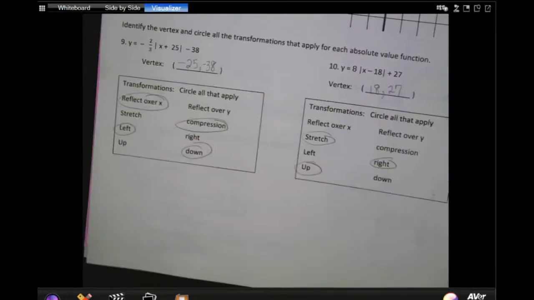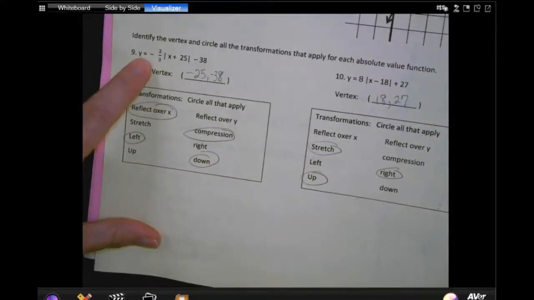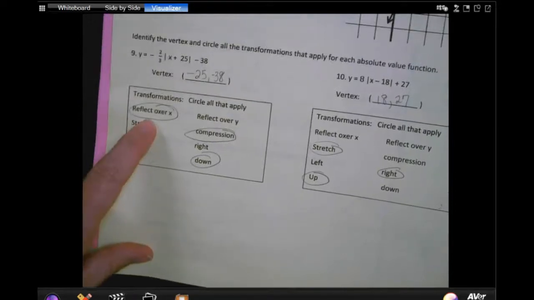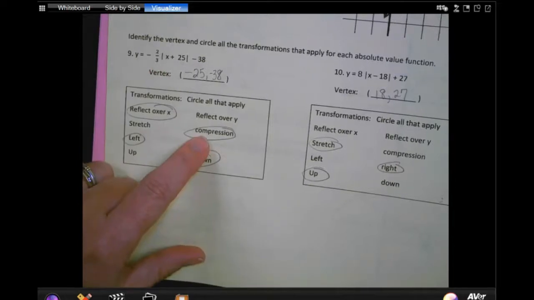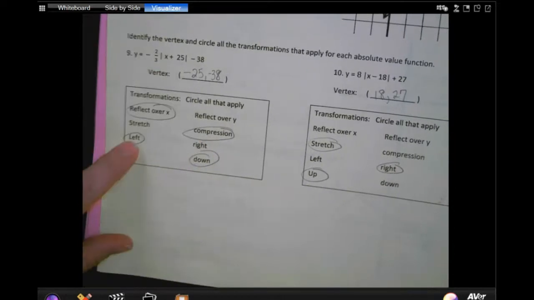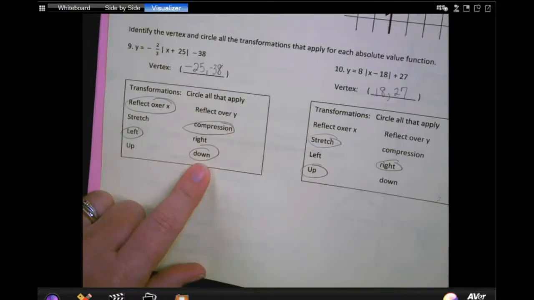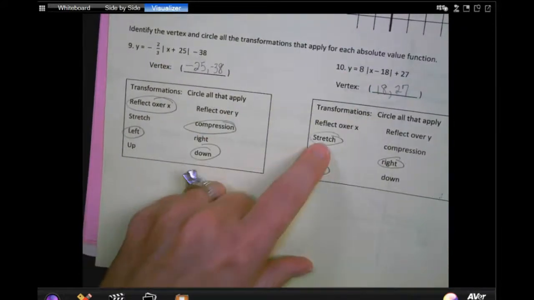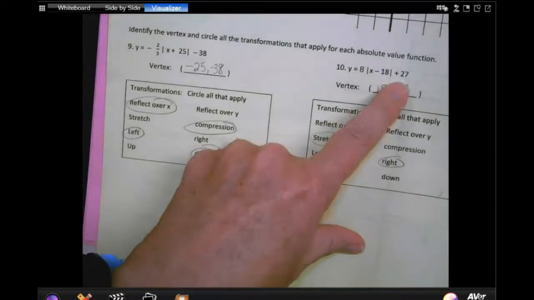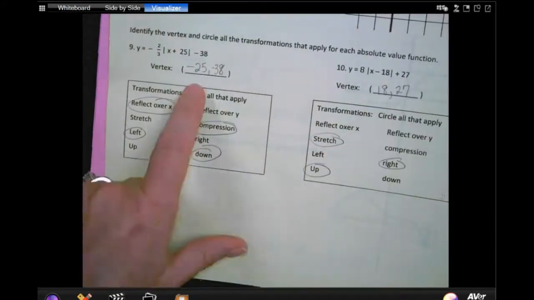And the last, this is negative, so it reflected over the x-axis. The 2/3 is less than 1, so it's a compression. It moved 25 to the left, 38 down. The 8 is a stretch. I moved 18 to the right and 27 up, and there's the vertexes.